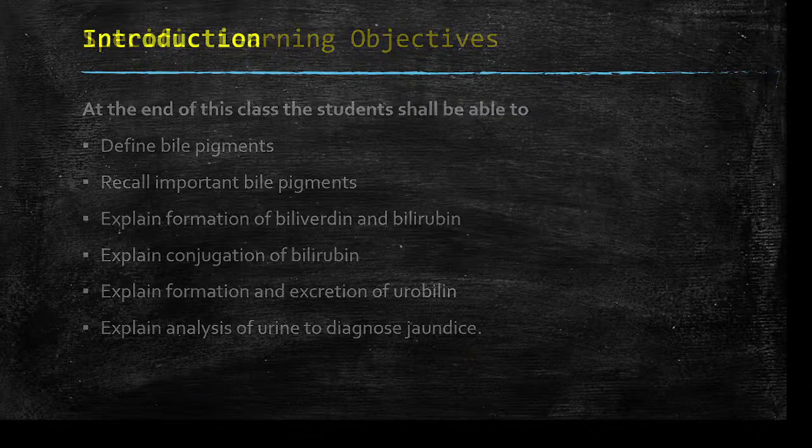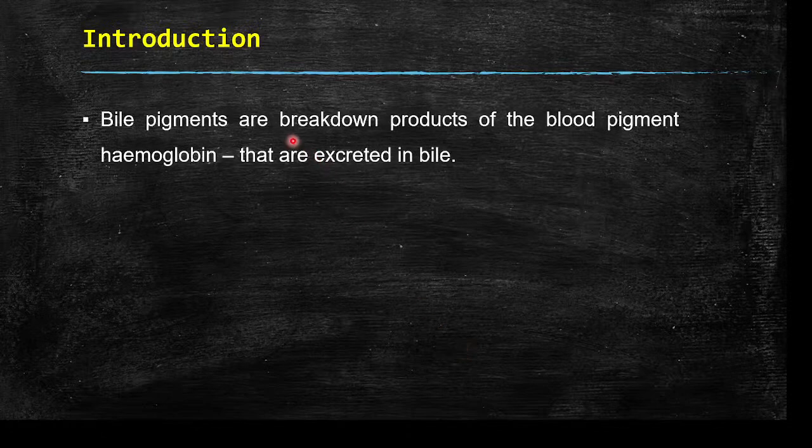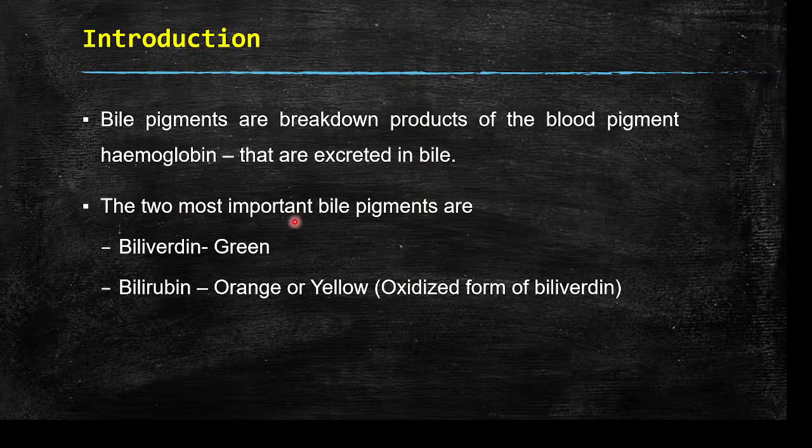diagnose jaundice. So bile pigments are breakdown products of the blood pigment hemoglobin that are excreted in bile. The two most important bile pigments are biliverdin, which is green in color, and bilirubin, which is orange or yellow in color.